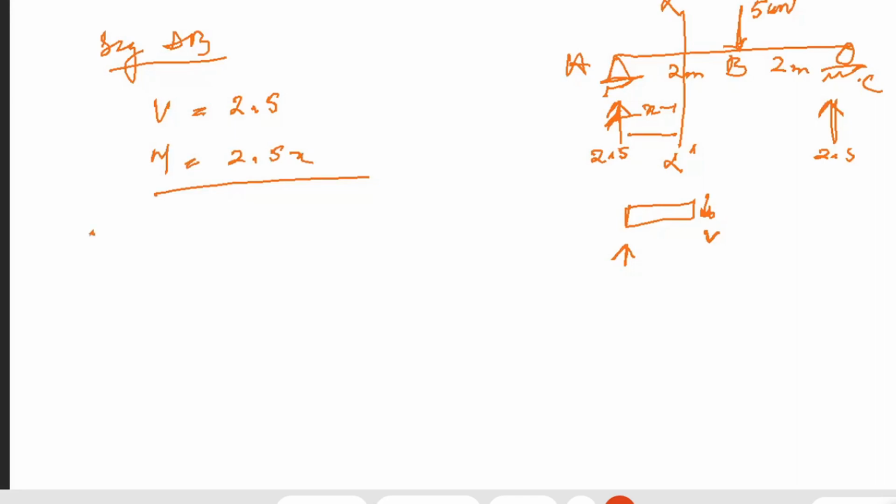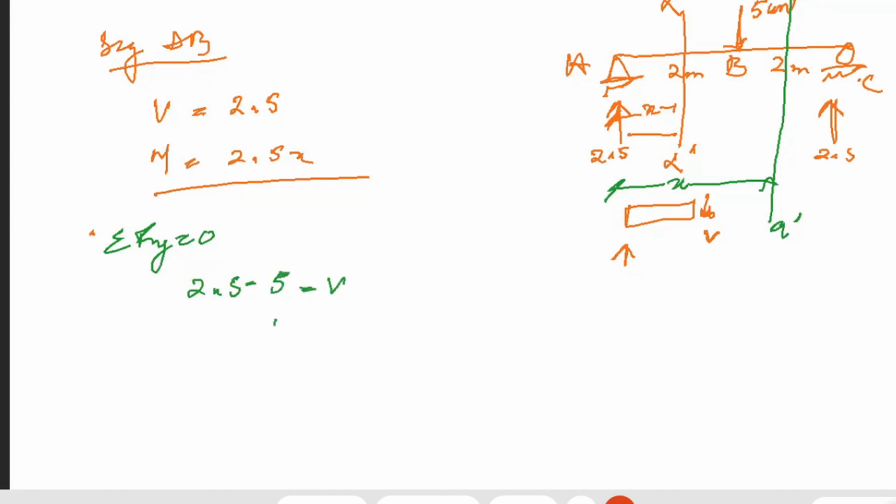Now, when I consider this whole segment, consider a section A' at a distance of x from point A. Then in that case, my shear force will be, firstly, summation of forces in y is equal to 0. My shear force will be 2.5 minus 5, this load, right, minus V, therefore is equal to 0.